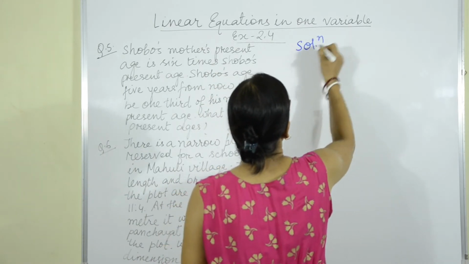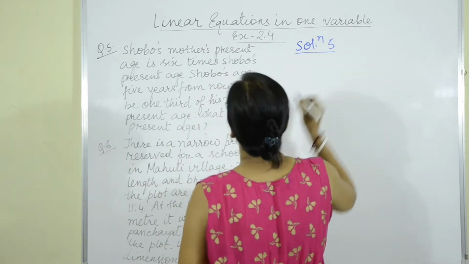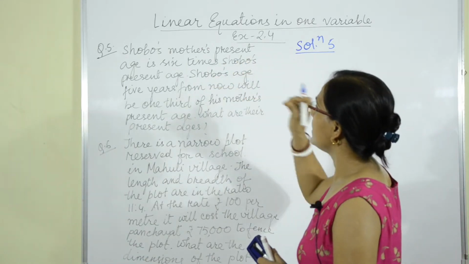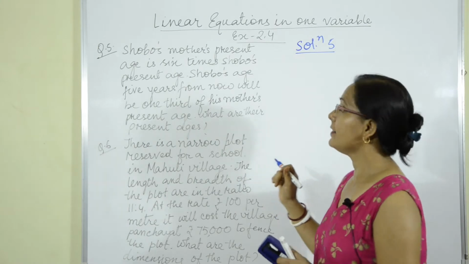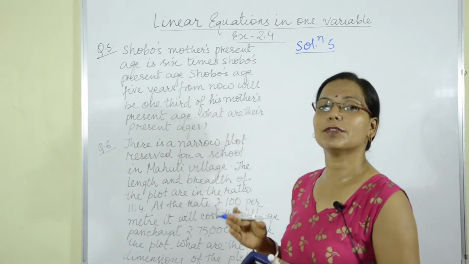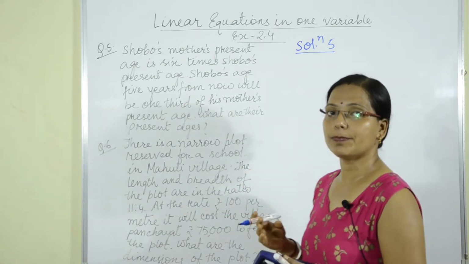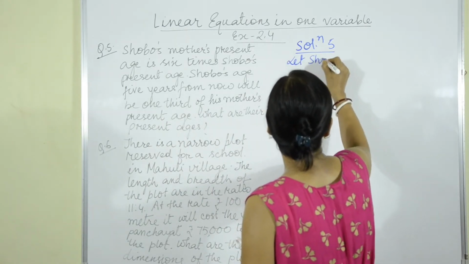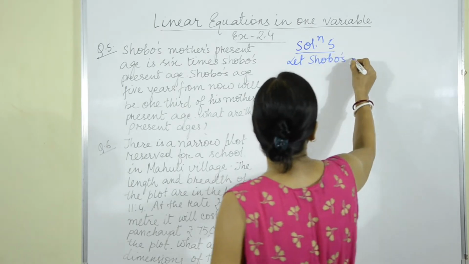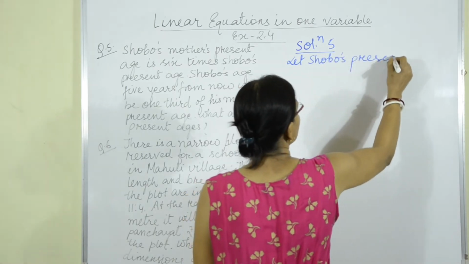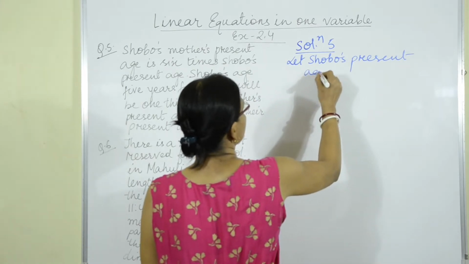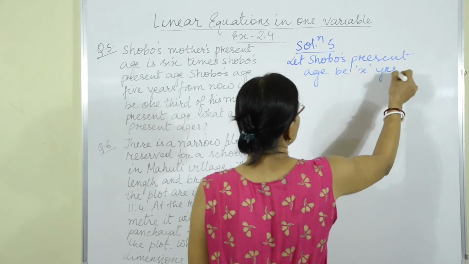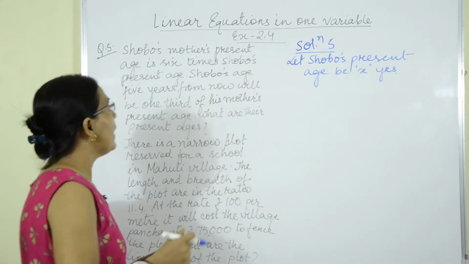Solution of number 5. Let us read the question again stepwise. Shobo's mother's present age is 6 times Shobo's present age. Now, the first and foremost thing that we need to find out is what is Shobo's present age. So, let us consider, let Shobo's present age be x years. So, we are taking Shobo's present age to be x years.